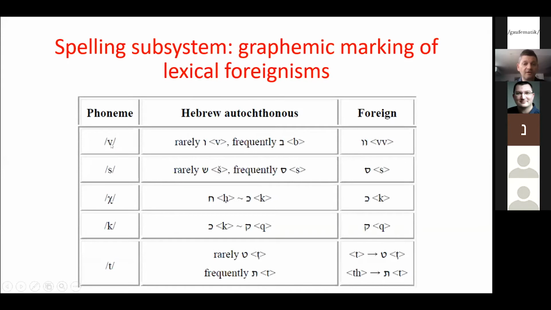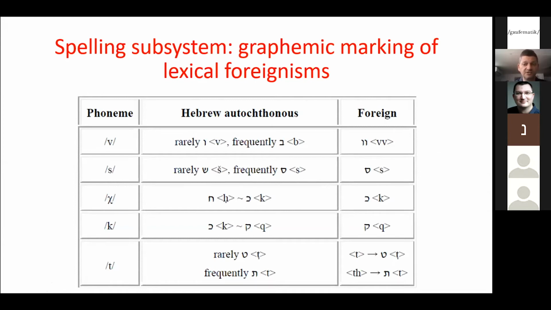The sound V can be using either the vav letter or the bet letter, whereas for foreign words, it's mostly a double vav, so it's a different treatment. The sound S could be using the one letter shin or the letter samech, whereas in foreign words only samech. So it's much shallower orthography for foreign words, which are now, of course, about 5% of Hebrew words, so it's a minority group.